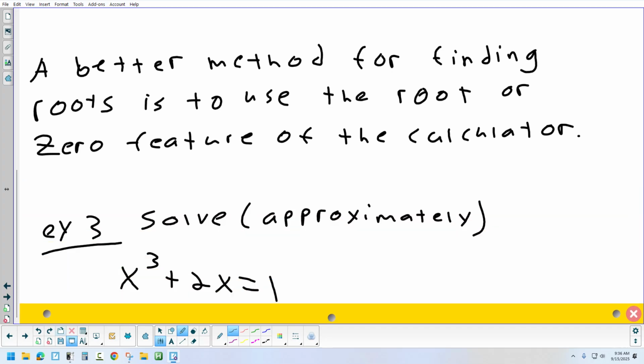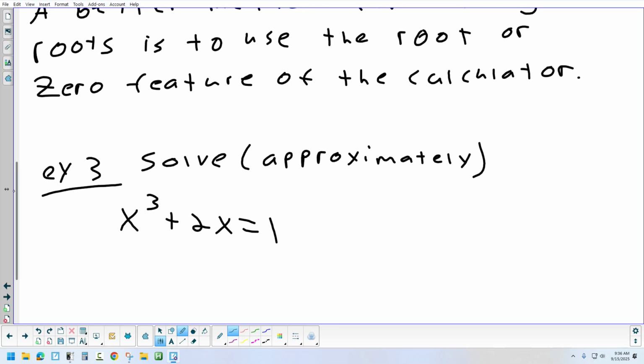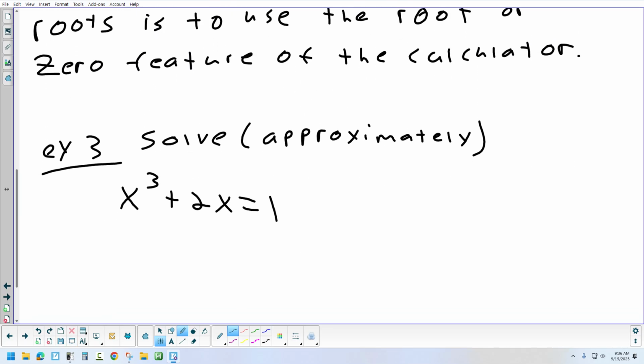All right, so let's try this one. This is one that might be a little bit harder to do algebraically because I haven't taught you how to factor a cubic yet. The only way that you're going to solve that algebraically is if you can factor it. If it's not factorable, then we're going to have a hard time.